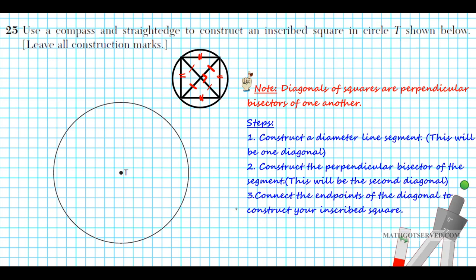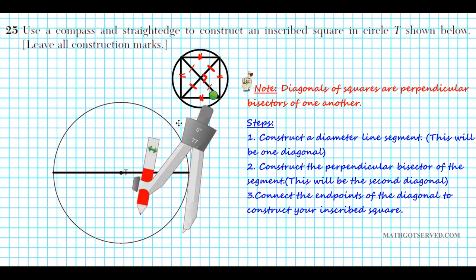So first things first, let's draw. You just use your straight edge. I'm using electronic tools here, so bear with me. You just place your ruler down and draw a segment that intersects with the circle and also goes through the midpoint. Okay, so that will be one of the diagonals. Okay, now we have that down. Now what we're going to do next is construct the perpendicular bisector of this diagonal. This diagonal is one of the diagonals of the square. Okay, so let's go ahead and do that.